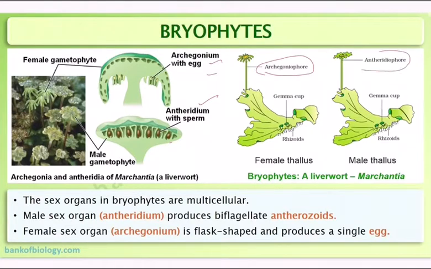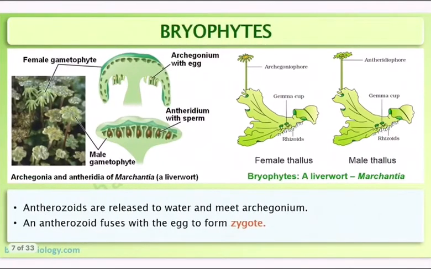Marchantia, the liverwort, is the common name. Similarly, you can see the presence of female thallus and male thallus. Here you can see the female having archegoniophore and the male antheridiophore. And of course, gemma cups are common. They are vegetative cups that help in vegetative reproduction.